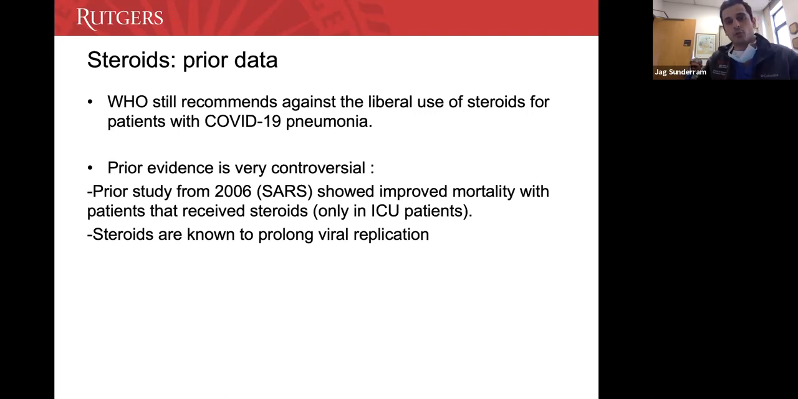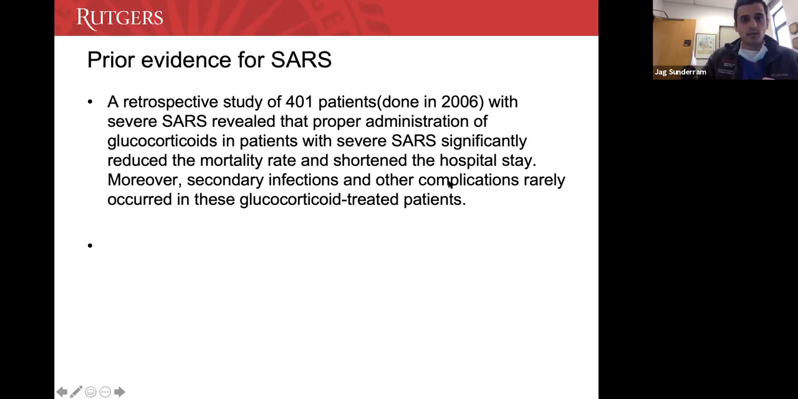And the WHO, one of the main studies that they quote in recommending against using steroids is one observational study that showed that steroids increase or prolong viral replication in patients with viral pneumonia. So this is the study that I mentioned, a retrospective study of 401 patients done in 2006 that showed better mortality and a shortened hospital stay in the sickest patients that received steroids for SARS. They actually had similar complications when it comes to bacterial superinfection. The only significant complication was an elevated glucose level.